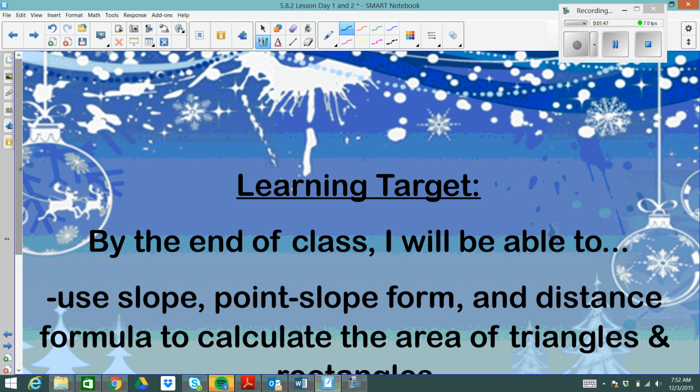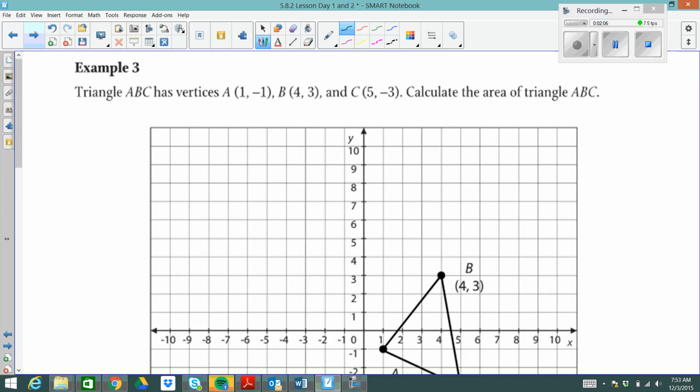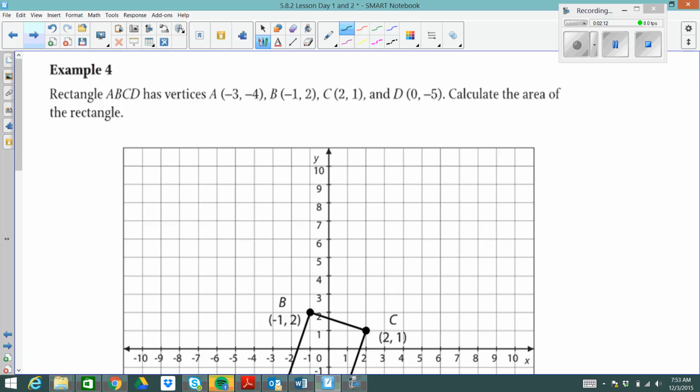And today our objective, by the end of class, you should be able to use slope, point slope form, and distance formula to calculate the area of triangles and rectangles. So yesterday we did perimeter, and today we're going to go ahead and do area. So example 3, we're actually going to skip and come back to. I want us to do example 4 first.